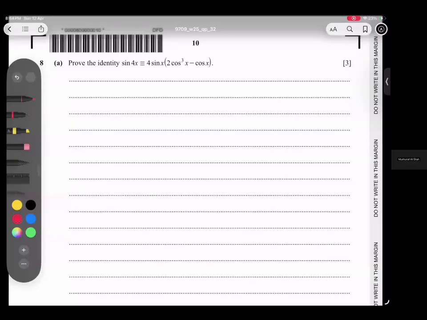Question number 8, students. I'm starting now. Prove the identity. This one equal to that. So normally, students, what is the pattern we have? We have two formulas. If you remember, sine double x equals 2 sine single x into cos single x. So this double becomes half here and half here.